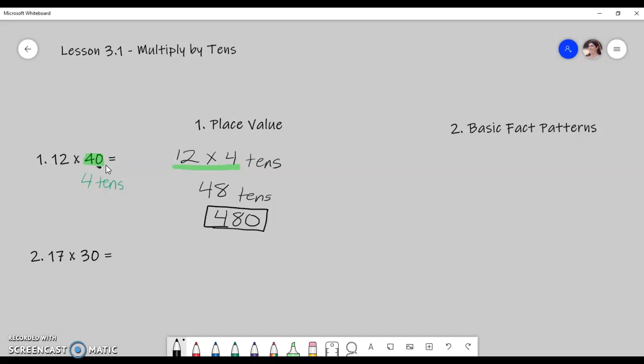Now, the second option is to use the basic math, or the basic fact patterns. So similar to what we did with place value, we'll leave the 12 alone, and we'll take the 0 off of the 4 because then we have a basic math pattern, 12 times 4. So 12 times 4 equals 48, but then because we took away that 0 from the 40, we have to add it back on. And that's that.